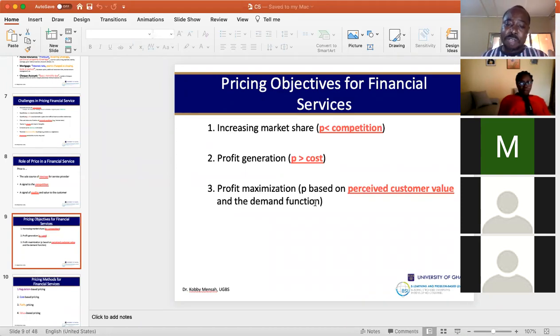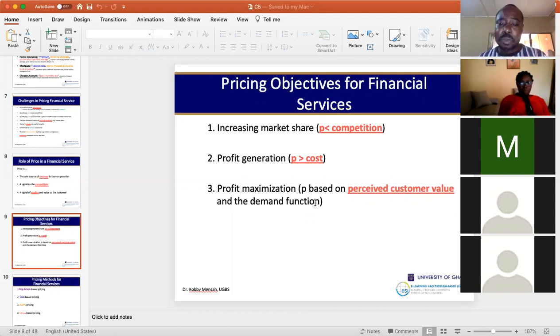So when you want to increase market share, you price at a certain level to get you more people. And the more people you get can offset the per unit cost that you have incurred, and as a result you make gains.